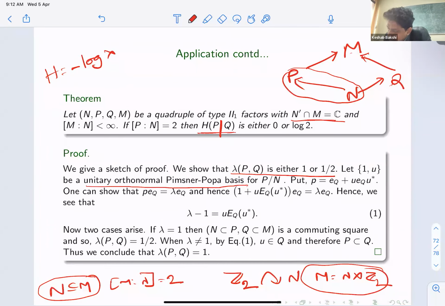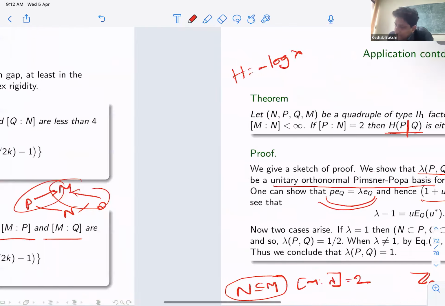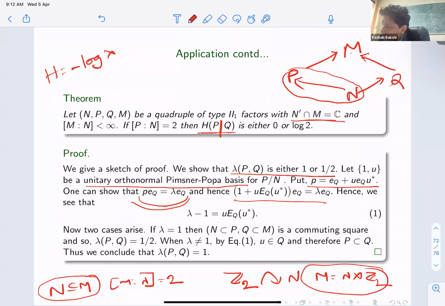one can prove that P e_Q will be actually lambda times e_Q for some scalar lambda. So put it here, P equals e_Q plus u e_Q u star, multiply on the right by e_Q. And use that P e_Q equals lambda e_Q. Then we got this. Here I should say something. Where can I write? Let me erase this.